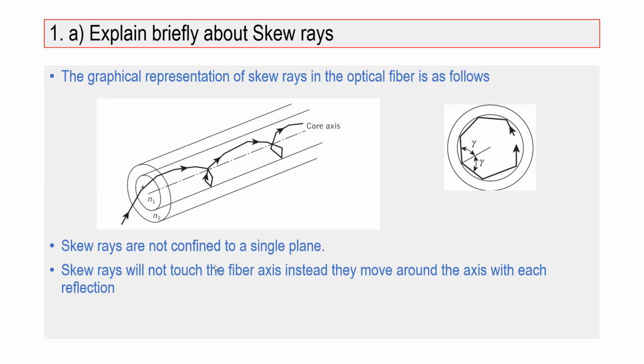Skew rays will not touch the fiber axis. Instead, they move around the axis with each reflection. Here you can observe that with each reflection, they are traveling around the fiber axis, but not at the fiber axis. This has been illustrated in this figure. Here you can observe that at the point of core and cladding interface, if there is an interaction of skew rays, the light ray with this core and cladding interface has taken a reflection. Again, there is one more reflection, another reflection. So in this way, it is going to travel around the point of interaction between core and cladding, but it is not going to travel through the axis.